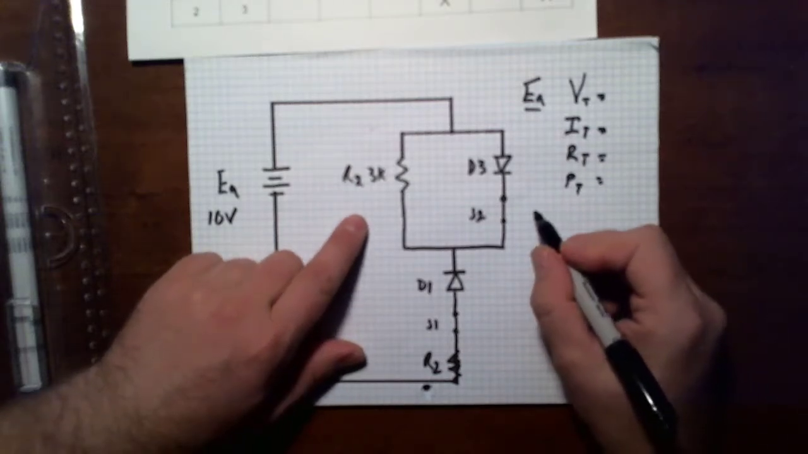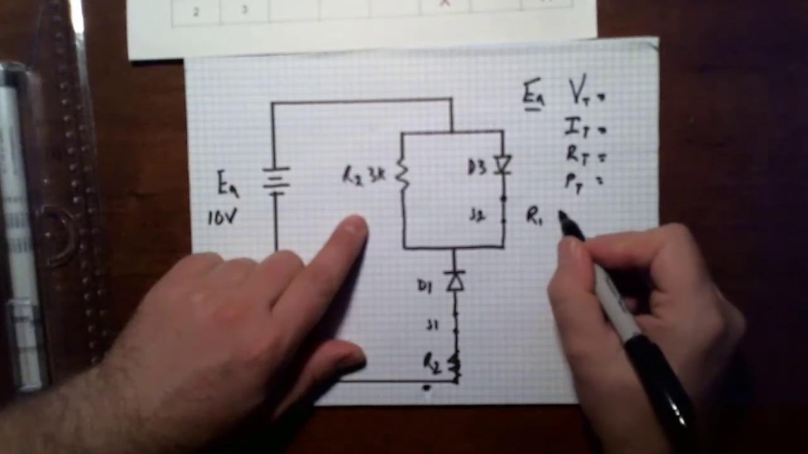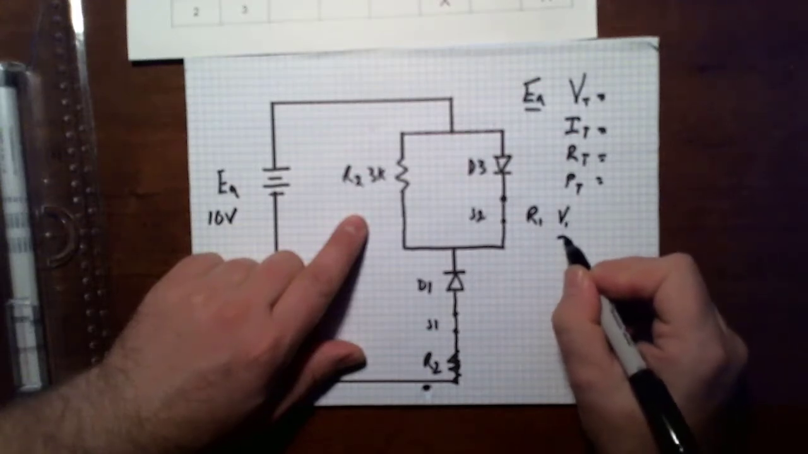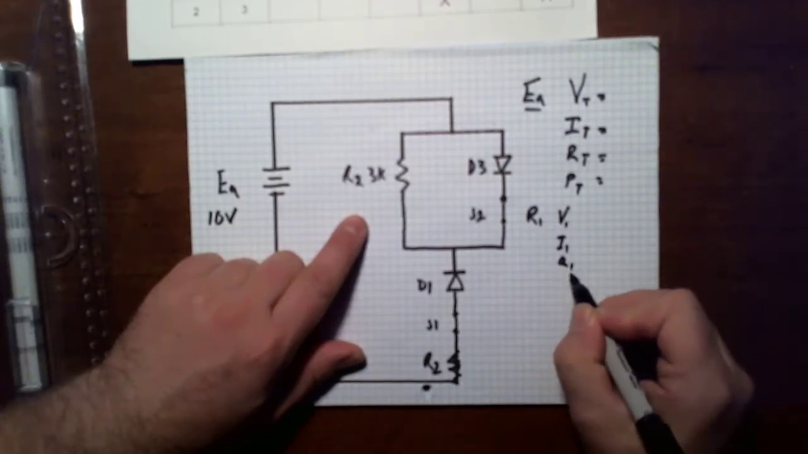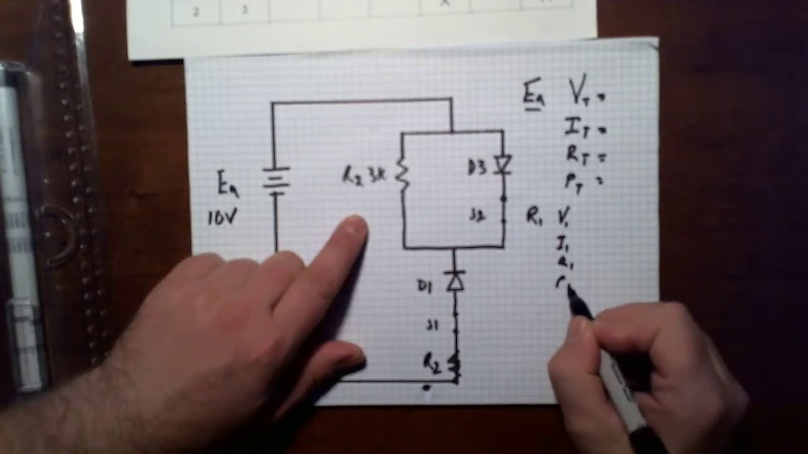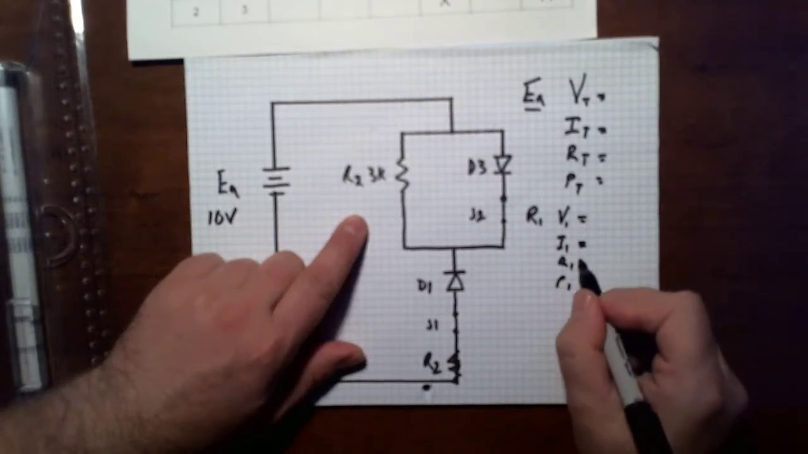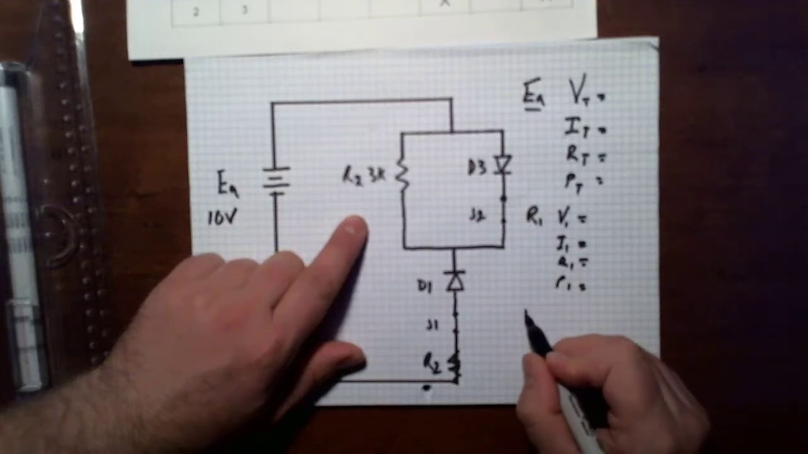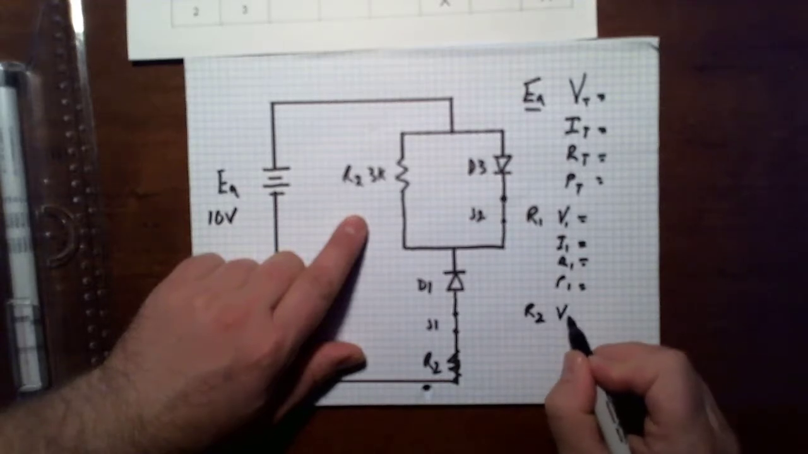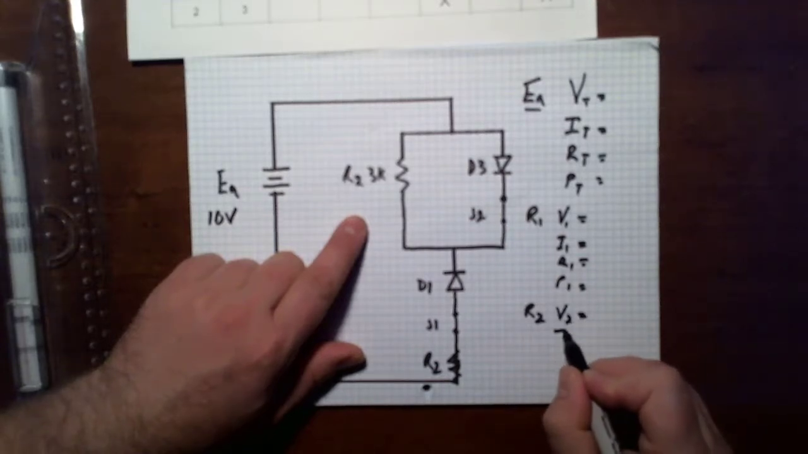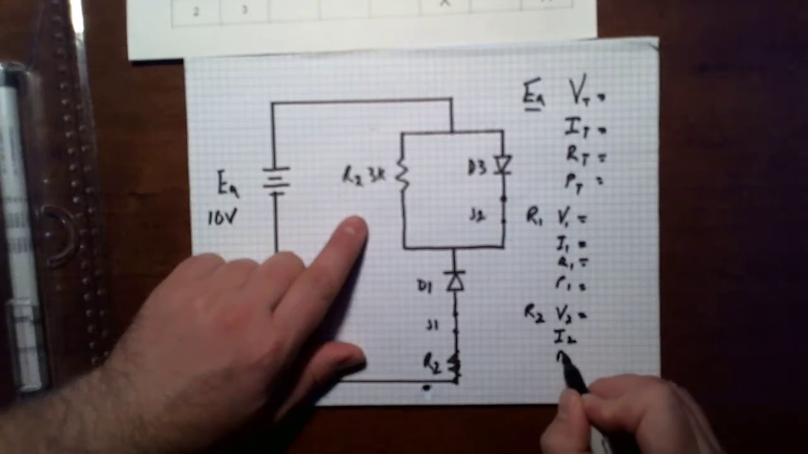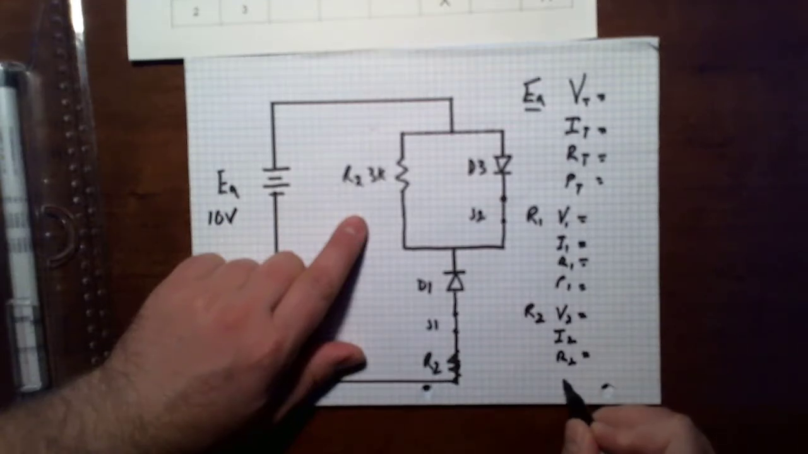Then I've got R1, V1, I1, P1, and then we've got R2, V2, I2, P2.